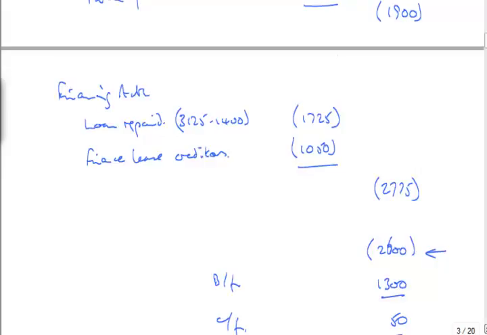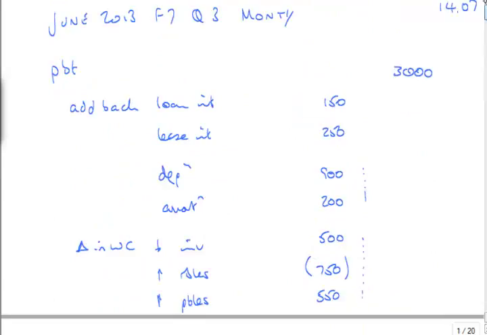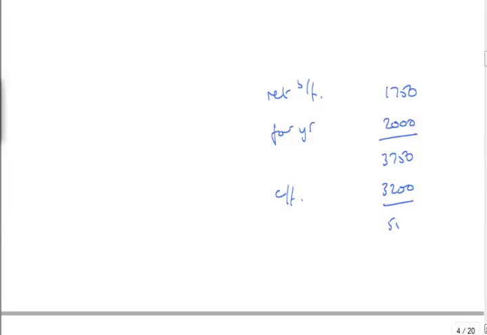I think it's that dividend. It is. You stupid man. The dividend, retained earnings brought forward, is 1,300. Is 1,750. For the year is 2,000, not 3,350. That gives me 3,750, and a carry forward of 3,200. That means I got 550 dividend, not 1,900.